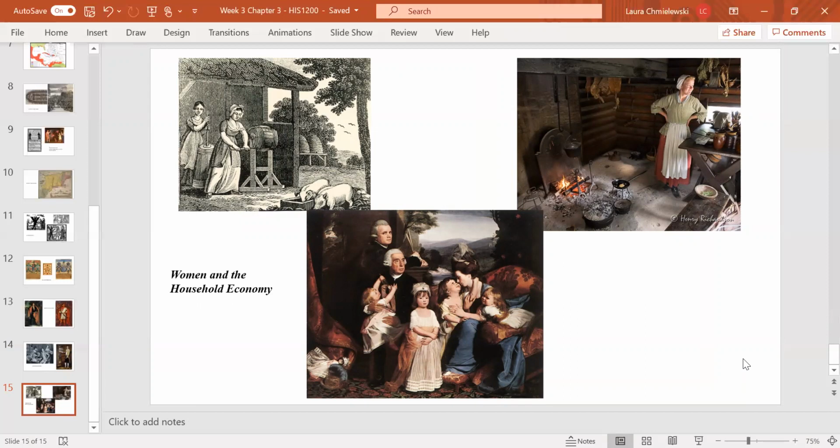If you were an enslaved woman living in the American colonies, you were often a victim of sexual assault, if not out and out rape. You could be sold away from the people that you loved. You could be physically tormented. And then on top of this, you would have all of the very, very heavy physical labor that early American women had to do.